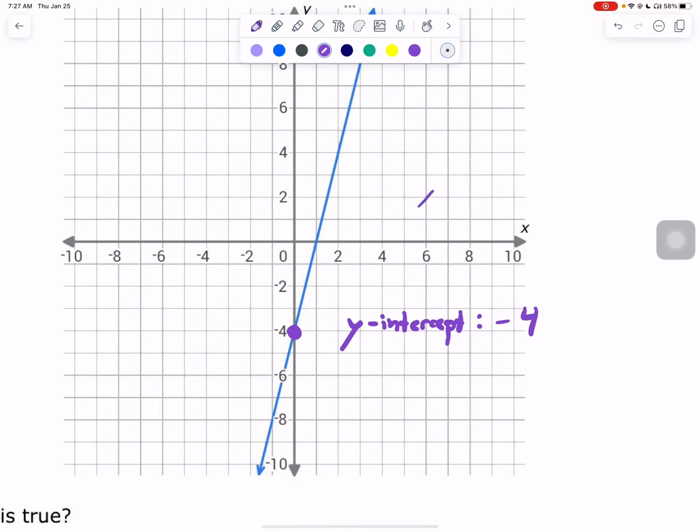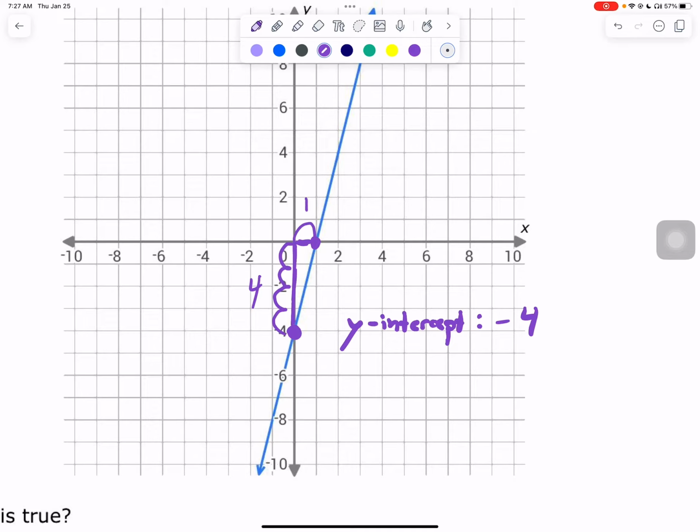And remember, they need to go through the corner of a grid, right? They need to be traveling through the corner of one of your units. So I have one right here. After I pick my 2 points, I draw a right triangle. There's my right triangle, and I count my rise and my run. 1, 2, 3, 4, and my run is 1. So I have a rise of 4 and a run of 1.